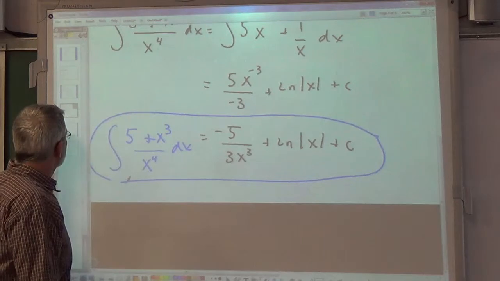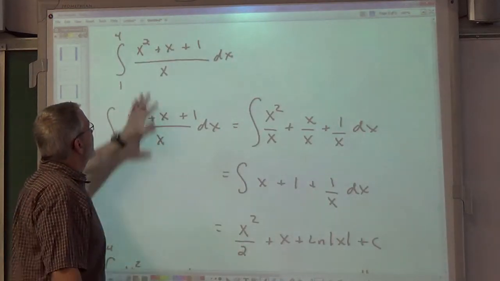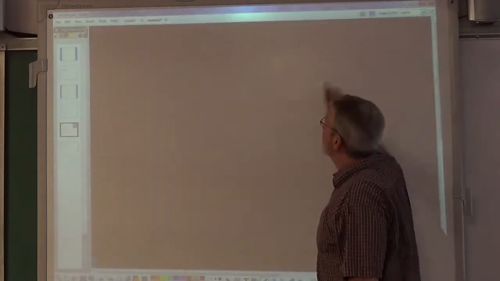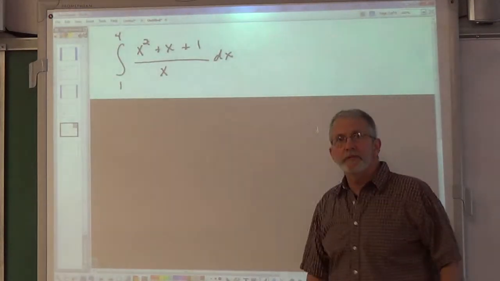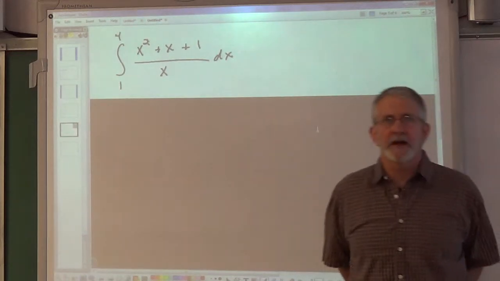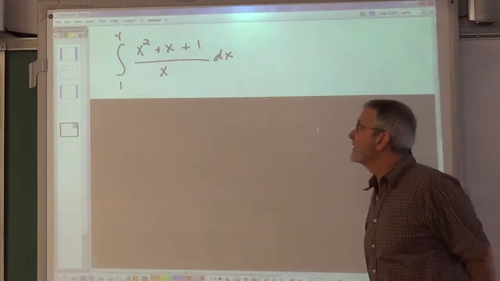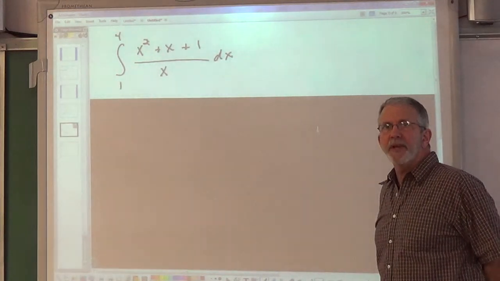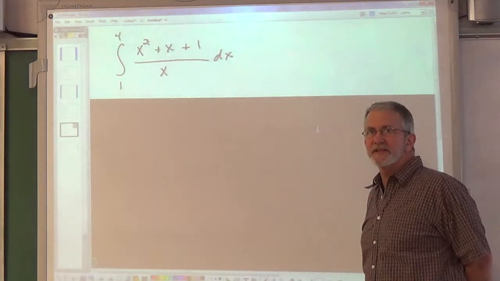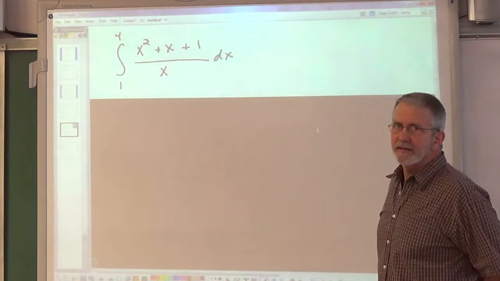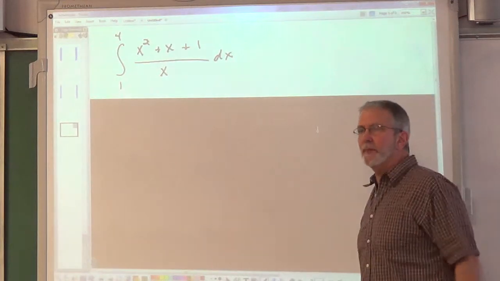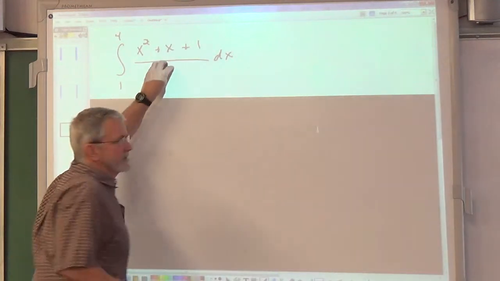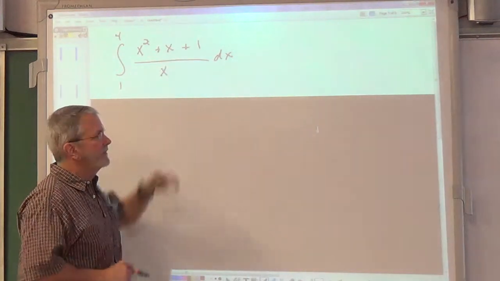Let's do another example. And let's look at this one right here. This is a definite integral. And I want to find the definite integral from 1 to 4 of x squared plus x plus 1 over x dx. Again, I have a quotient. I need to do some algebraic manipulation of that quotient, and it's going to be the same process that I did the last time. I'm going to split that quotient up. I can only do that, keep in mind, if the denominator is a single term. That's the only way I can do that.